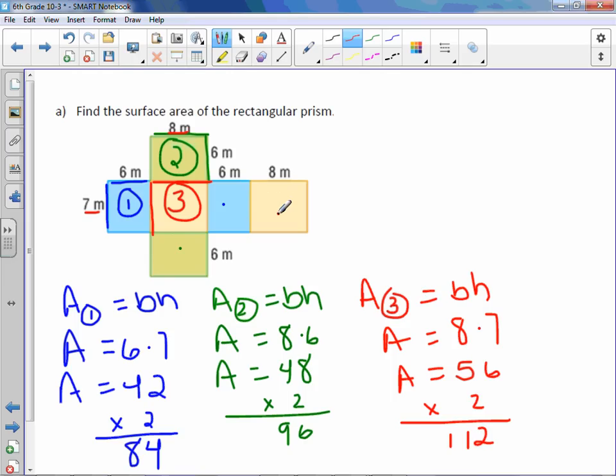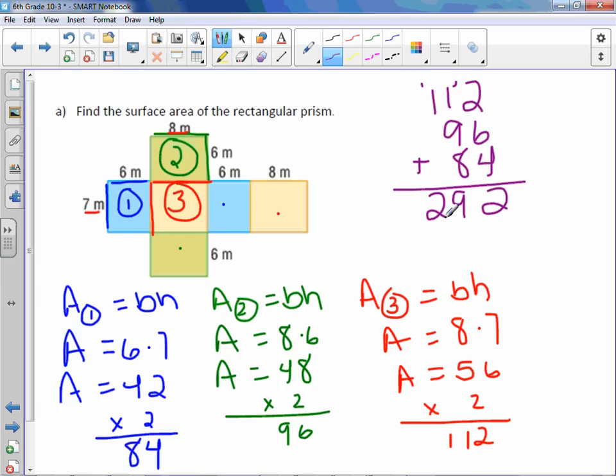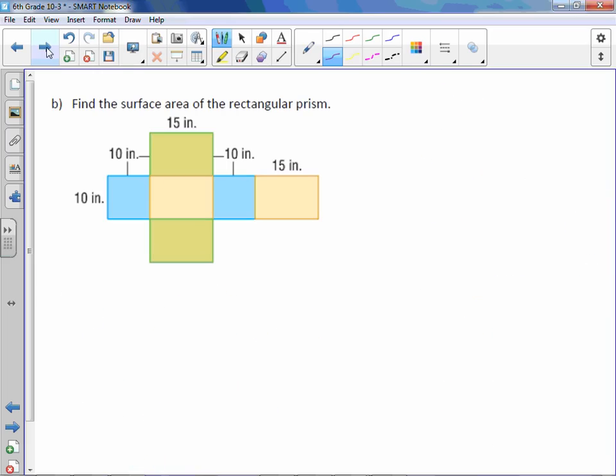All we need to do then with these three areas is add them up. 112, 96, and 84. So our total surface area is 292 meters squared. Letter B.